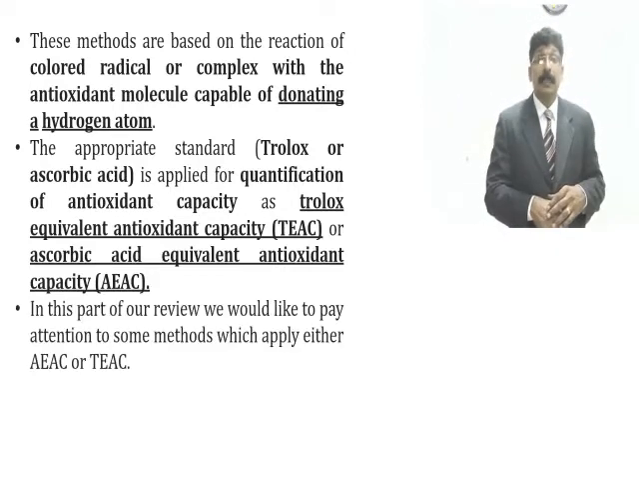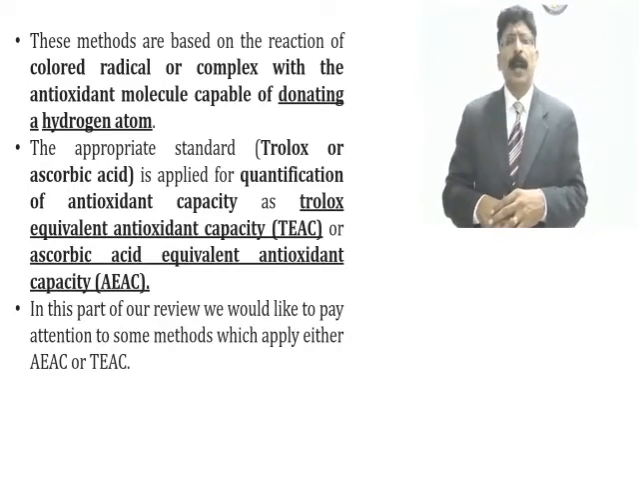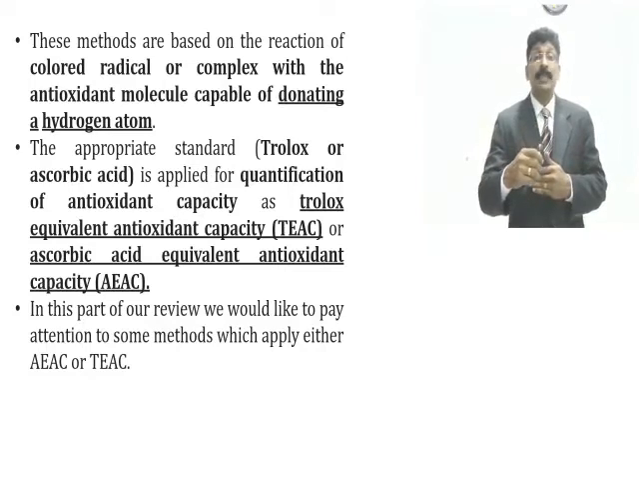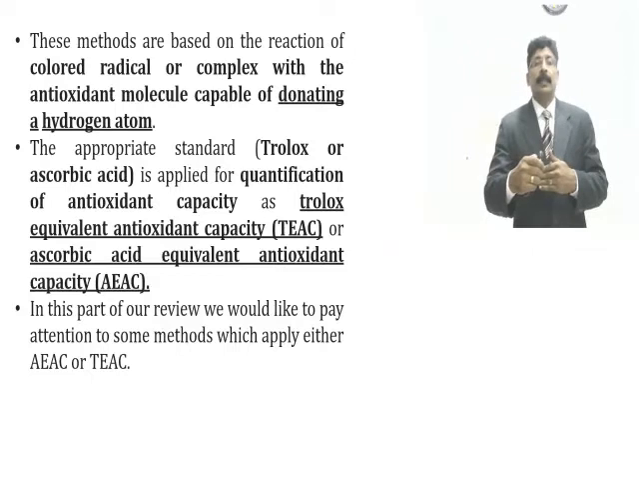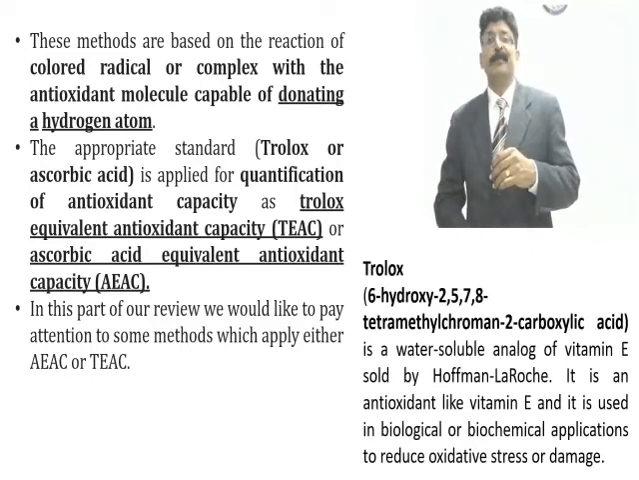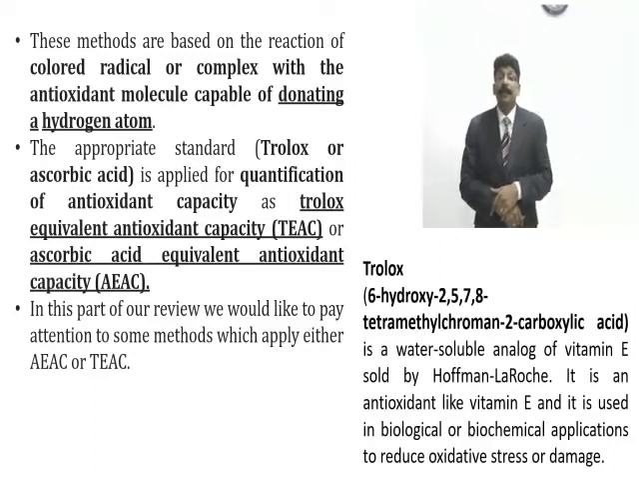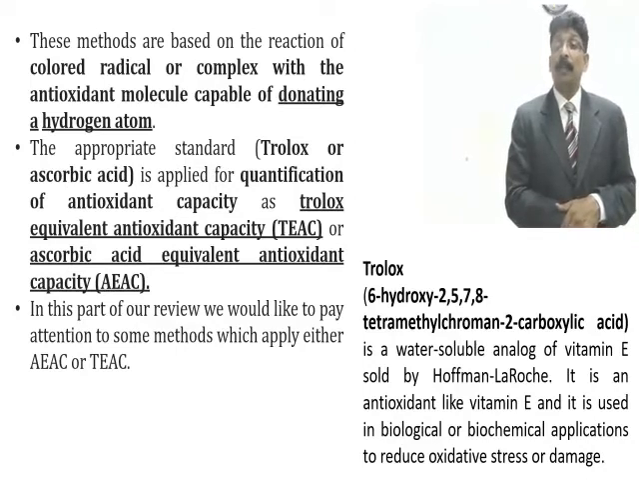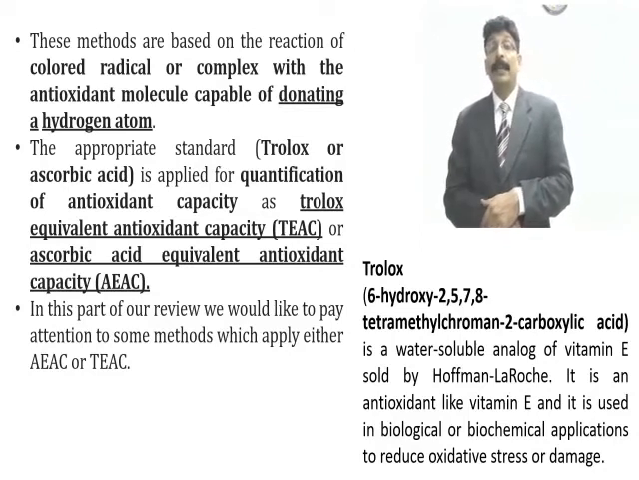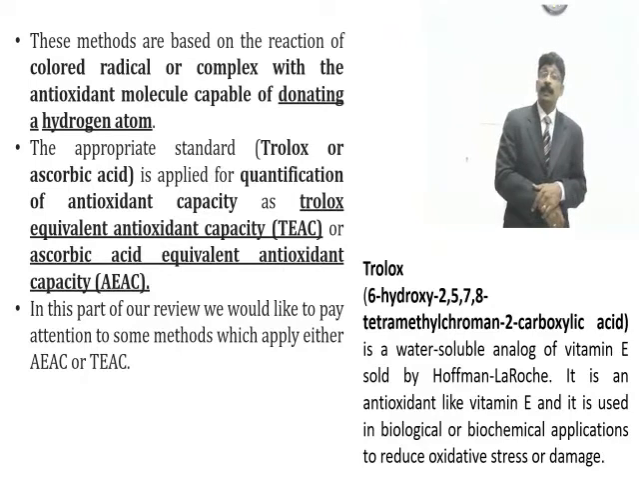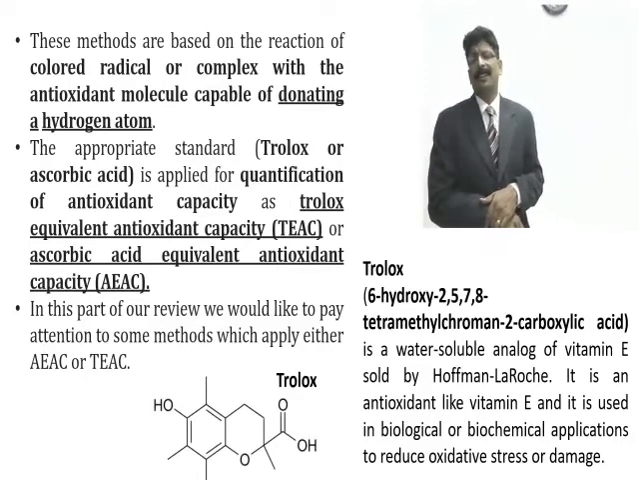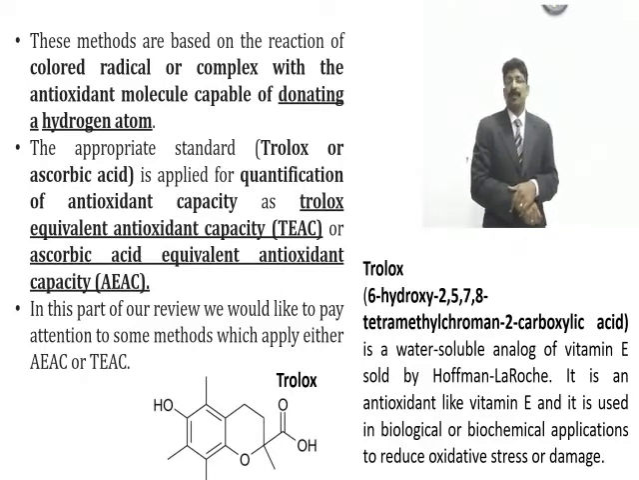In this overview, we would like to pay attention to some methods to apply either the ascorbic acid equivalent antioxidant capacity or the Trolox equivalent antioxidant capacity. Trolox means 6-hydroxy-2,5,7,8-tetramethylchroman-2-carboxylic acid, a water soluble analog of vitamin E sold by Hoffmann-La Roche company. It is an antioxidant like vitamin E and is also used in biological and biochemical applications to reduce oxidative stress and damage. This is the structure of Trolox.